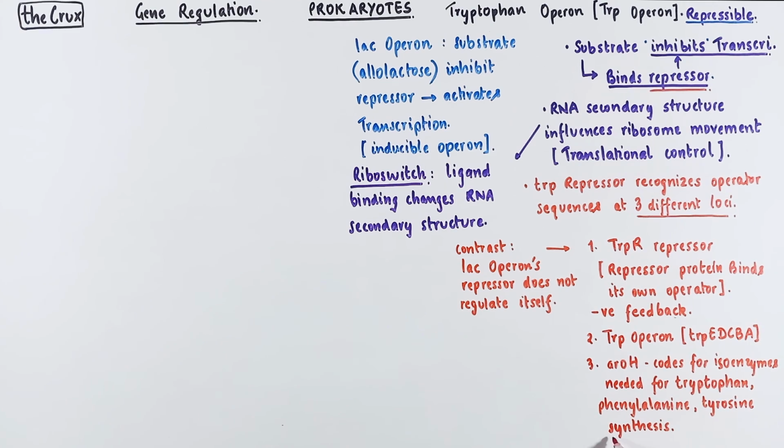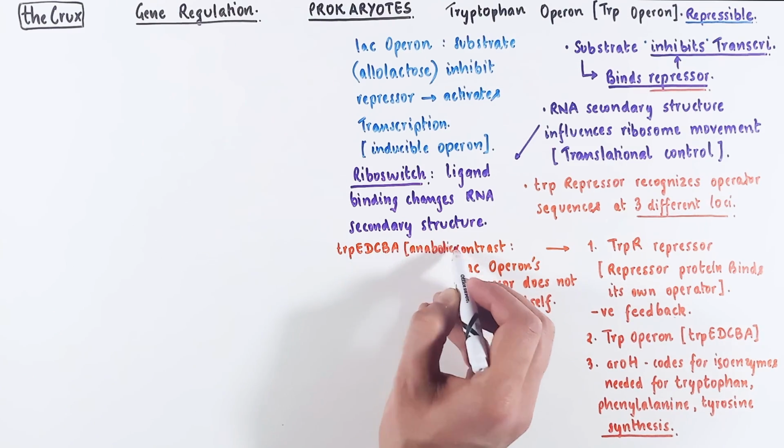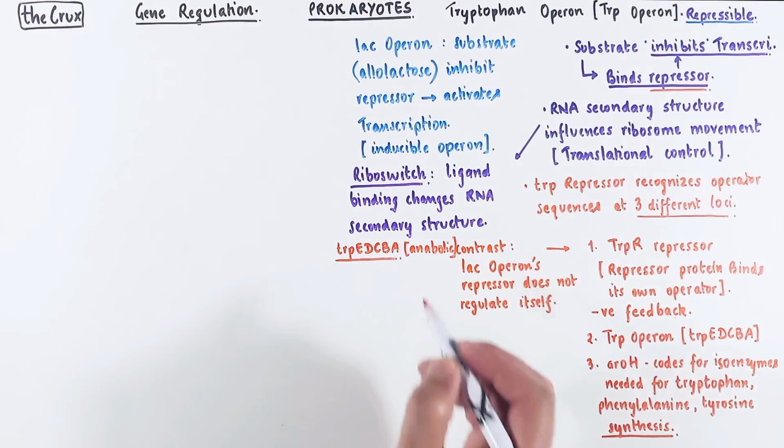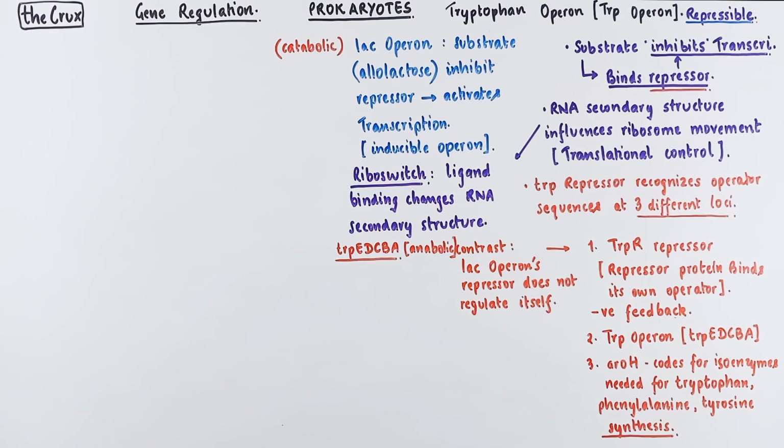Since we're talking about the synthesis of amino acids, the key point to note is that the tryptophan E, D, C, B, and A genes are anabolic in function, which means they synthesize tryptophan. Just for comparison again, the lac operon is a catabolic operon in function, because it breaks down lactose into simple sugars. Alright, let's actually get into the discussion about the tryptophan operon. Just a word of note that aroH is not directly linked to the tryptophan operon, so we won't be discussing that in this video.